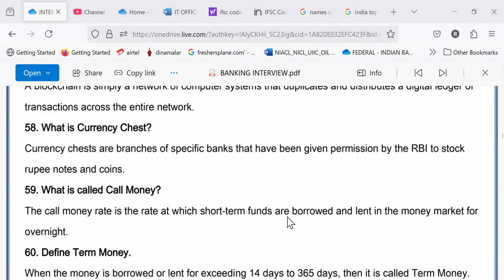Continue. What is currency chest? They are branches of specific banks that have been given permission by RBI to stock rupee notes and coins. Yeah, actually, initially they were permitting only public sector banks. Nowadays, they are permitting even private sector banks to have. It is to speed up the process of distribution of currency. But of course, nowadays, with the digital system being used more, the usage of cash is expected to come down, but it is increasing because of the increase in population. Continue.